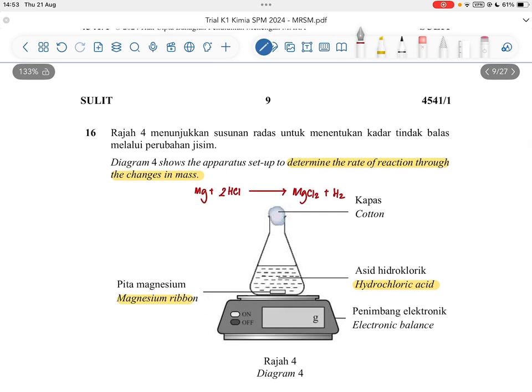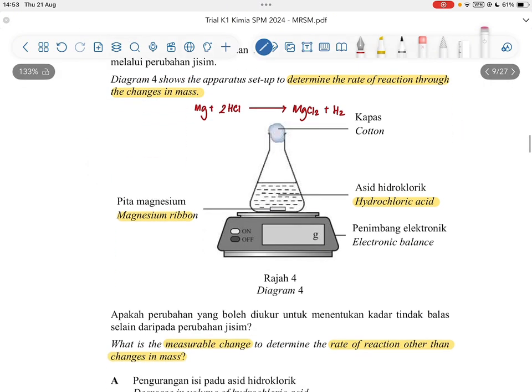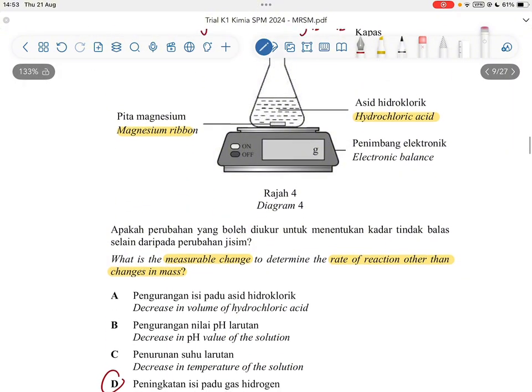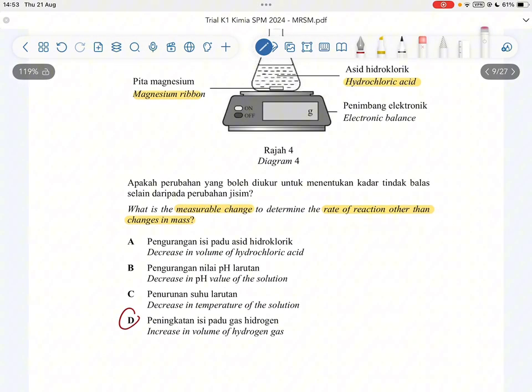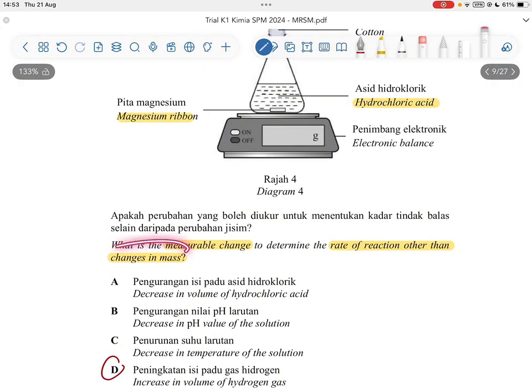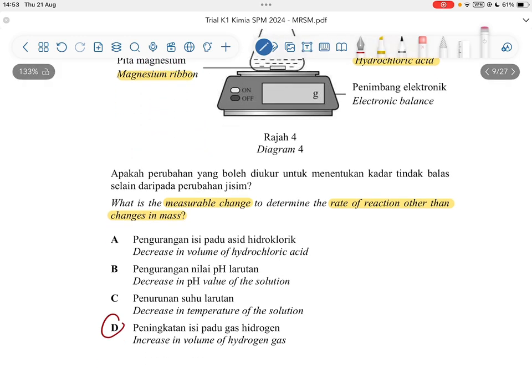So question 13. Diagram 4 shows the apparatus set up to determine the rate of reaction through the changes in mass. So it already tells you that they measure the mass of this magnesium ribbon to determine whether the reaction is complete or not. So look at the question. What is the measurable change to determine the rate of reaction other than change in mass? So you cannot measure the mass of the magnesium already. So let's see the options one by one.